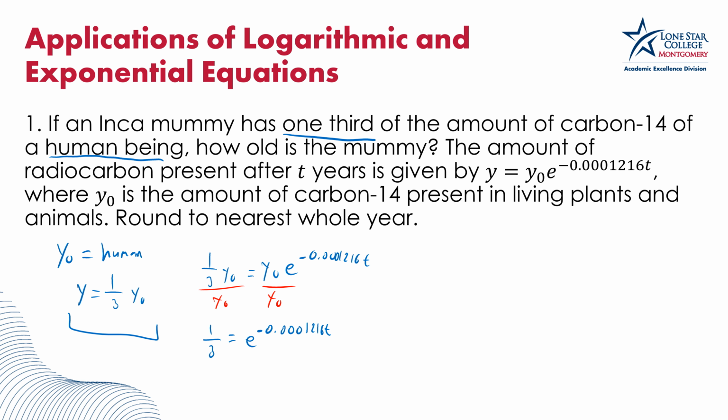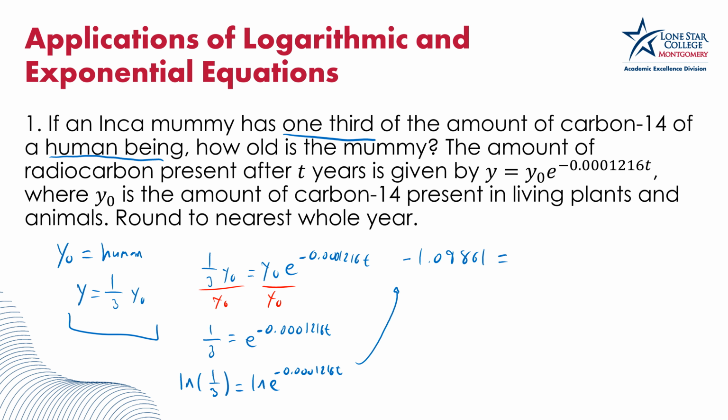So now we apply the inverse property again. So our base here is e, so we apply a natural log on both sides. So in doing so, we write it as ln of 1/3 equals ln e to the negative 0.0001216 t. If we were to take ln of 1/3 using a calculator, we get approximately negative 1.09861.